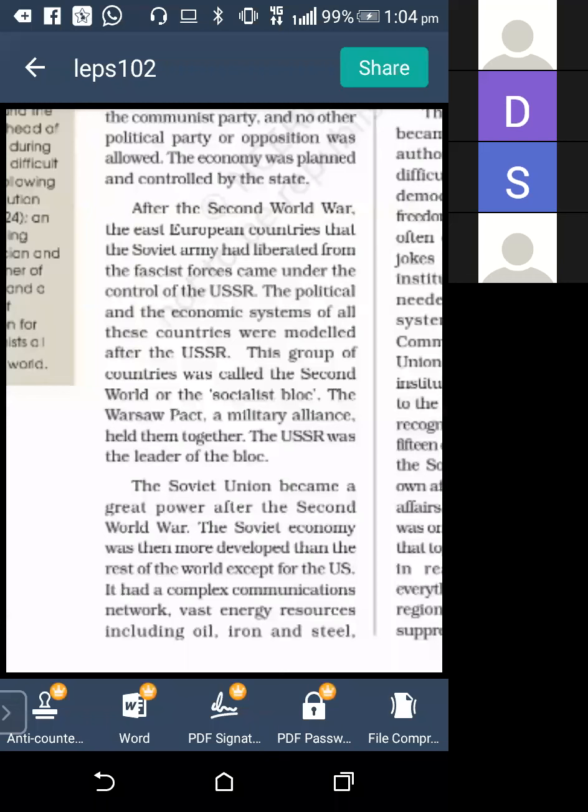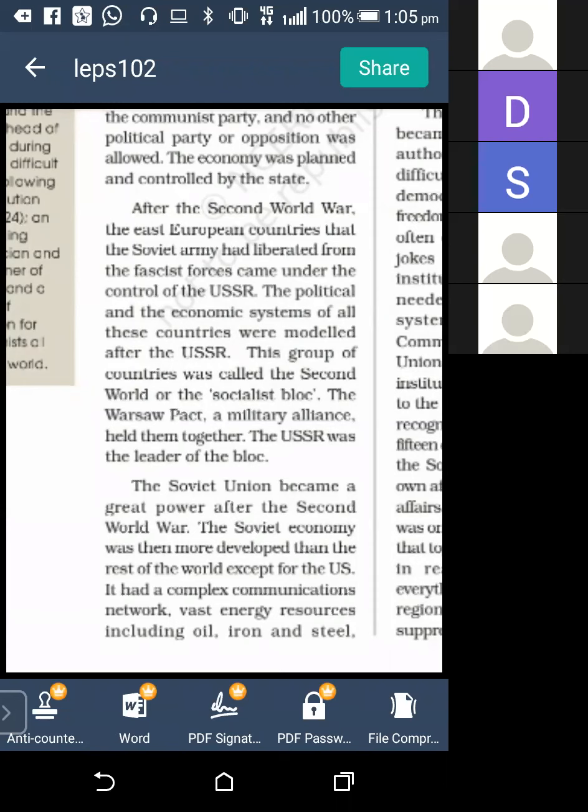The Soviet Union became a great power after the Second World War. Every sentence is very important, very effective, very influential. So don't be here and there. The Soviet Union became a great power after the Second World War.